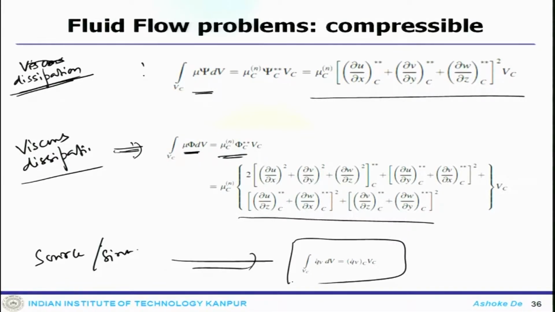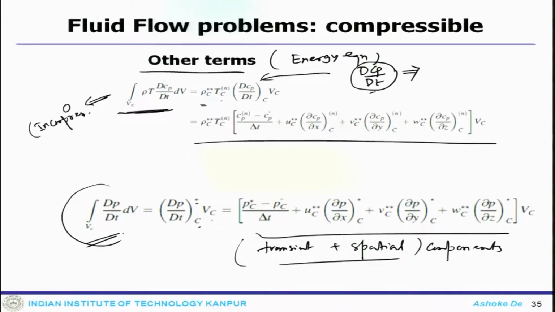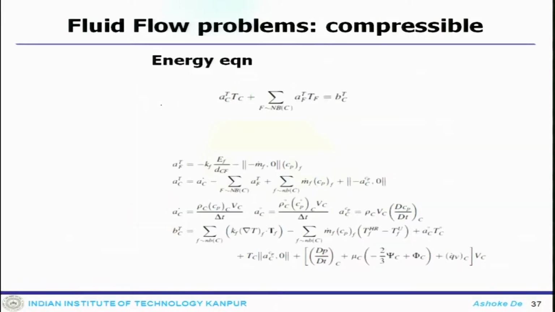This we have already seen. The only new term arising, even if you have a viscous dissipation term, is that it only actually gives rise to the velocity gradient. Apart from that, the integration over a cell element is not that difficult, but the difficulties arise from this dP by dt term and dCp by dt term.